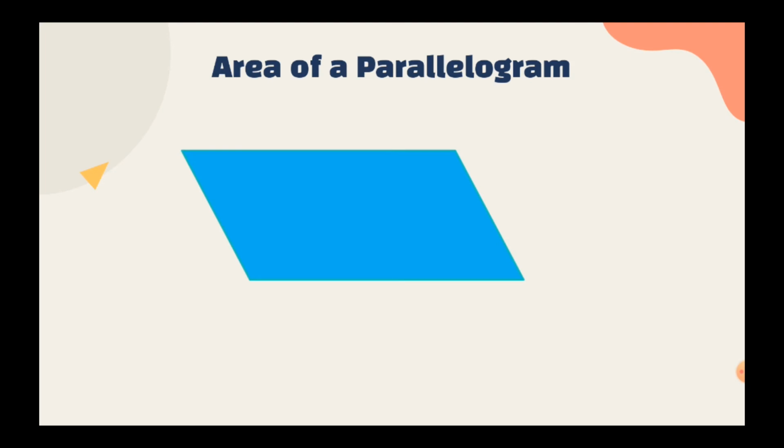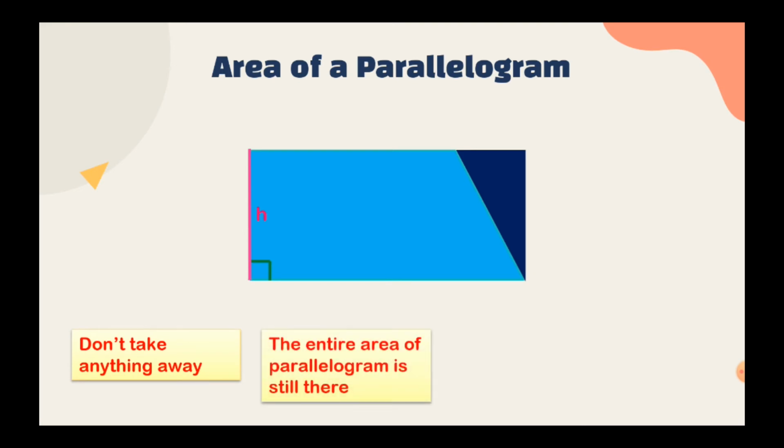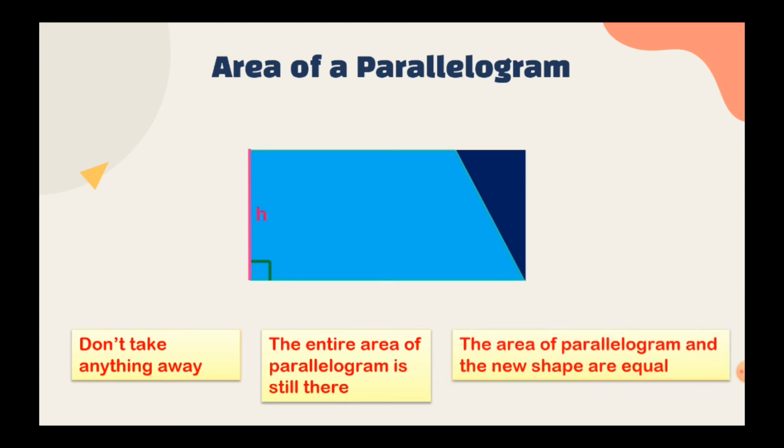Now, we can find the area of a parallelogram. Let's draw a height like this. Now, if I cut this triangle and move it over here, we get a shape that is easier to work with. I don't take anything away. The entire area of the parallelogram is still there. So, the area of the parallelogram and the new shape are equal.